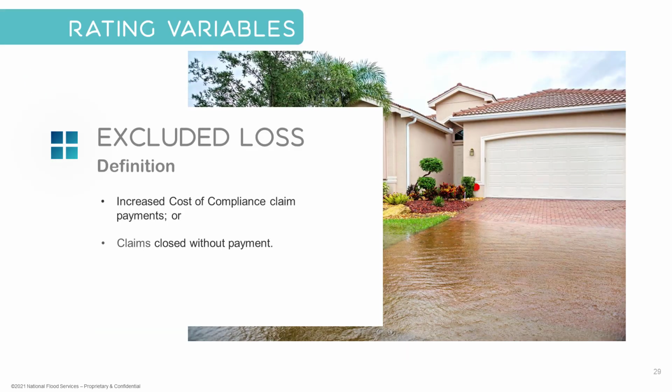A couple of different types of losses will never be part of your claims variable calculation under the new pricing methodology. The first type is, of course, the increased cost of compliance claim payment. The second type includes the claims that are closed without payment, or what many of us call CWAP. That's it. All other paid claims are going to count toward the prior claims calculation.